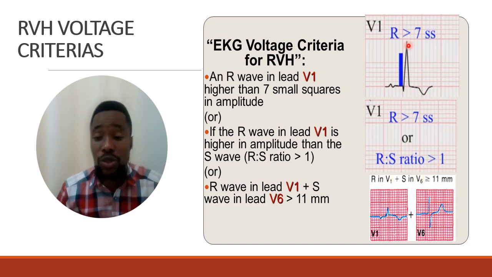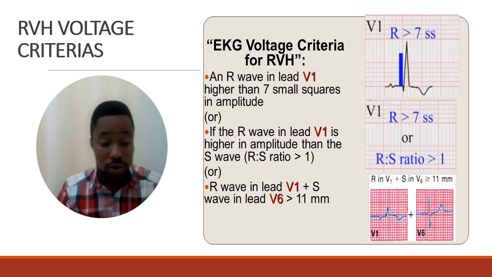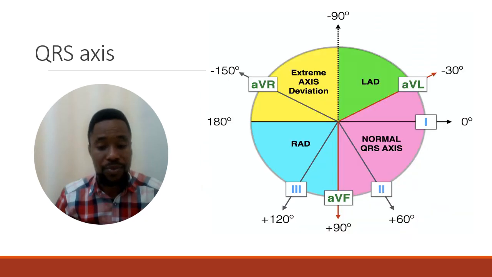So in this situation, you can see there's right ventricular hypertrophy. There are other things they look at, but that's the major voltage criteria for right ventricular hypertrophy.